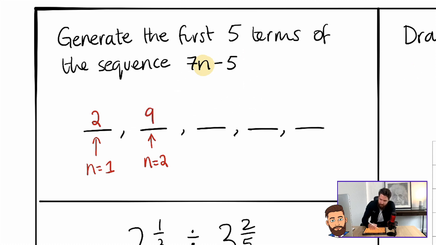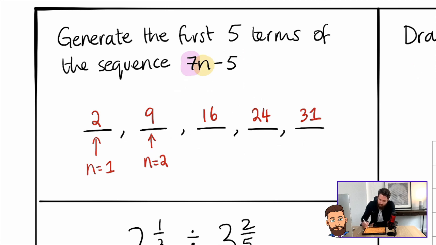Now, if you have watched the series, you'll know that whatever is in front of the n, in this case 7, is what the sequence is going up in. As you can see, the difference between 2 and 9 is plus 7. So to get the next successive terms, instead of having to substitute in n is 3, n is 4, n is 5, I can simply add on 7 because I know this sequence is going up by 7. So adding 7 to 9 would give me 16. Adding 7 to 16 would give me 23. And adding 7 to 23 would give me 30.